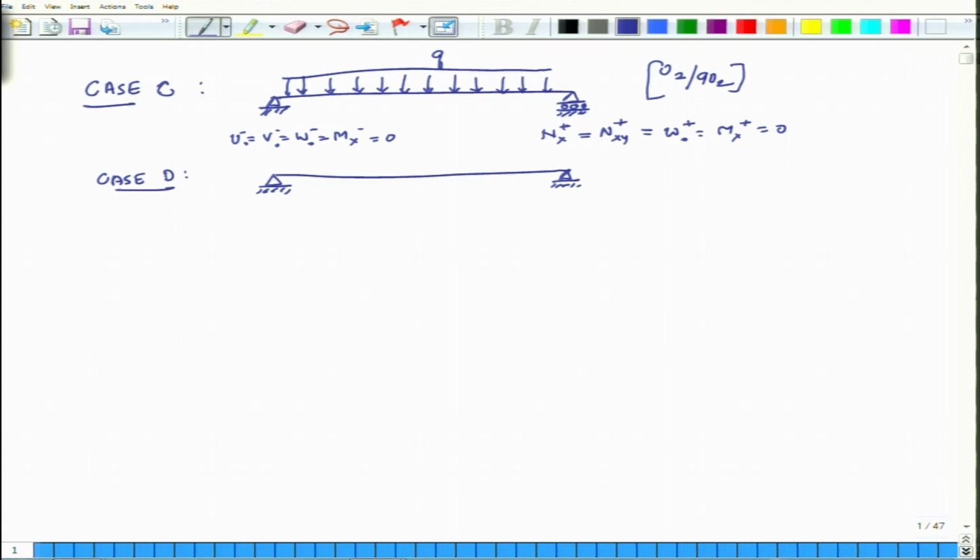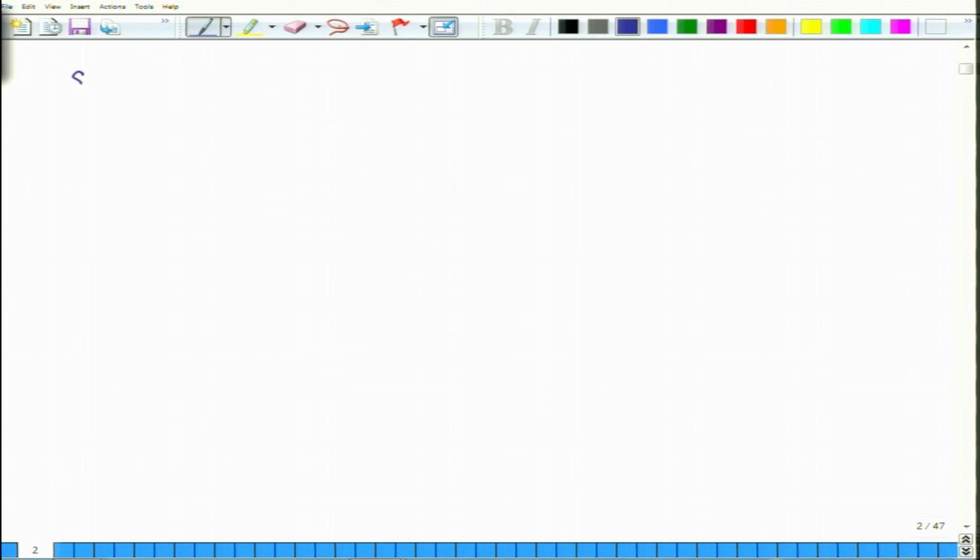And in the other case, case D, it is still loaded by Q, but the boundary conditions are that u is equal to v is equal to w is equal to mx is equal to 0 at both ends. That is the difference in boundary conditions. So, the solution for case C, we will just recap.